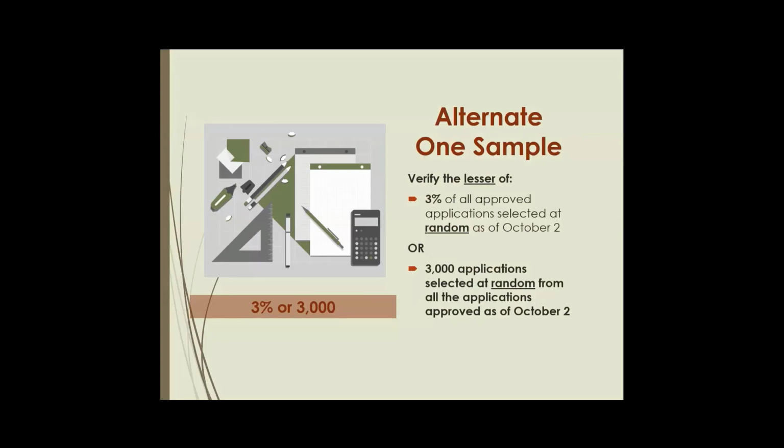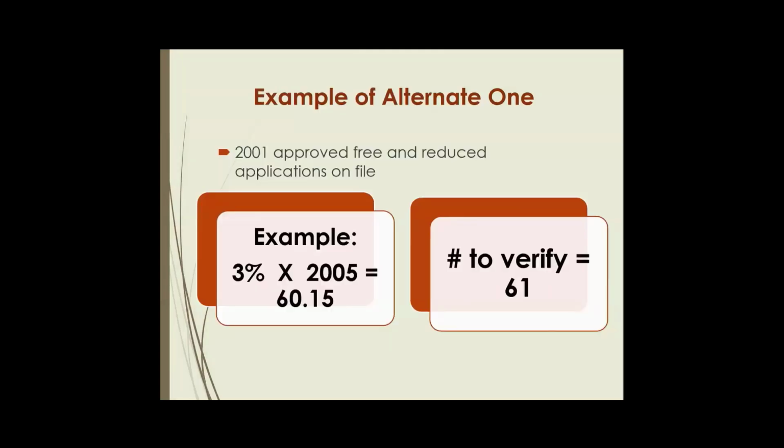So let's do an example. We have 2,005 applications on file. 3% of that is 60.15. I'm sorry, you all have 2 different numbers on here, but just disregard the written part and let's just look at the example. I'll go back through it again. 2,005 applications on file. 3% of that is 60.15. We round up, and that means that 61 applications have to be verified, and these are chosen at random from the applications on file.